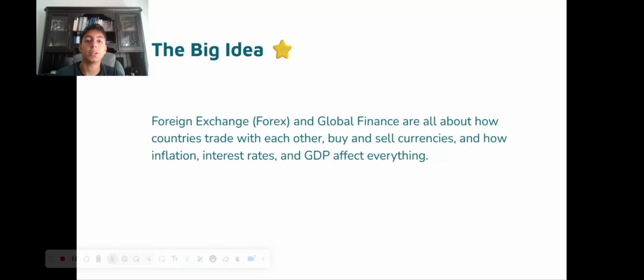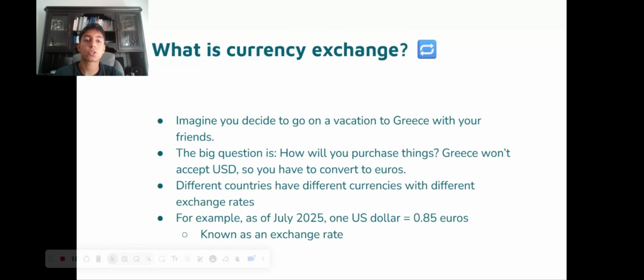So, the big takeaway that you need to know is that foreign exchange, often called Forex, and global finance are all about how countries trade with each other, buy and sell currencies, and how inflation, interest rates, and GDP affect everything as a whole. So, what is currency exchange?